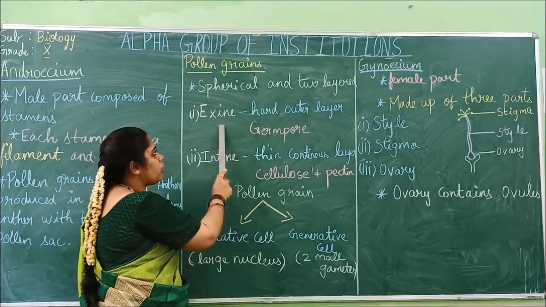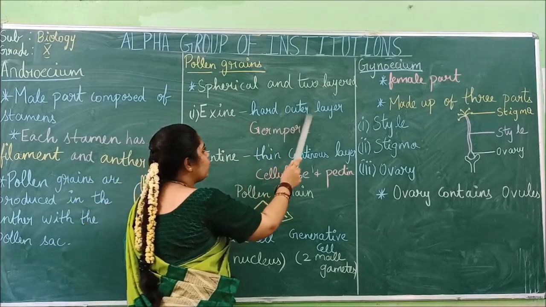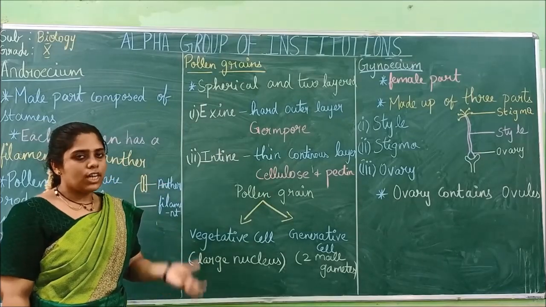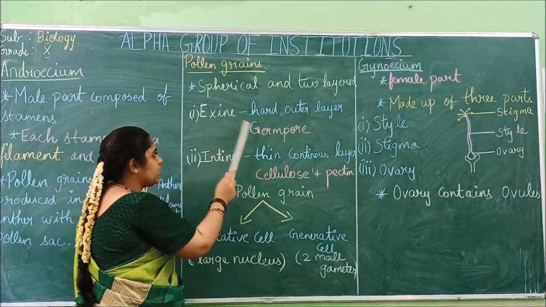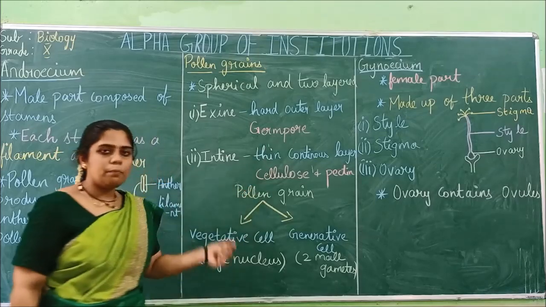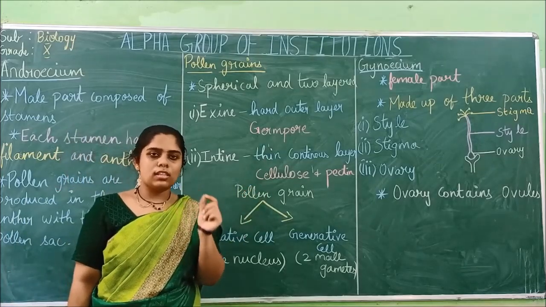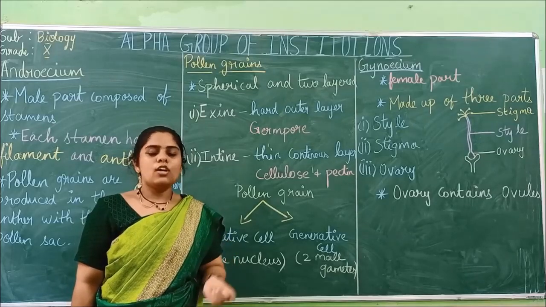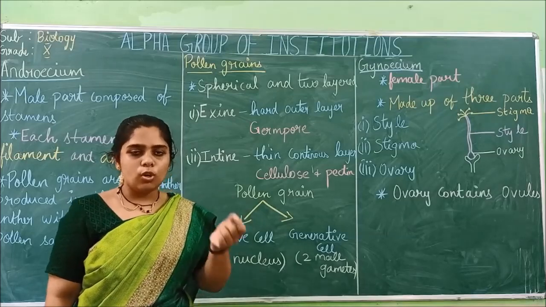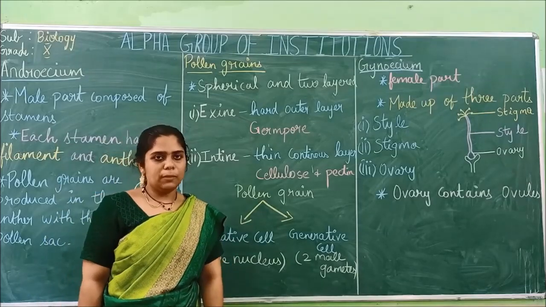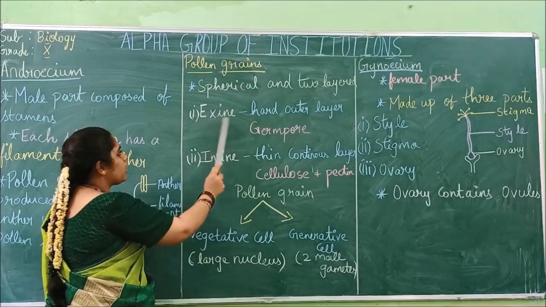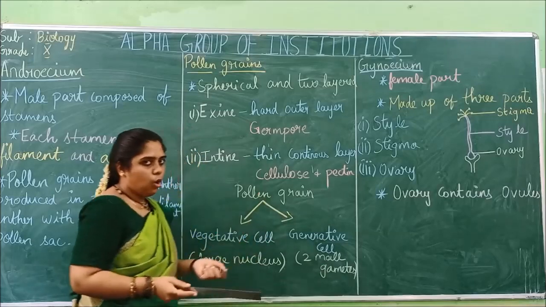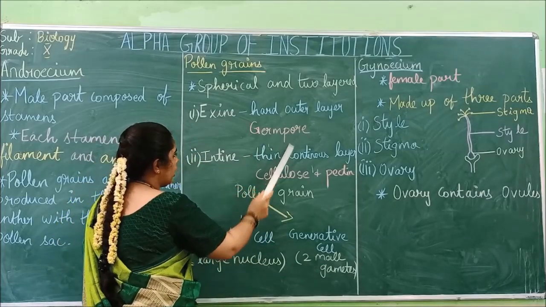How will the exine be? It is a hard outer layer. That is what is called exine. It will have germ pores. Germ pores are small pores, small holes, on the hard outer layer. So what we saw in exine: a hard outer layer with pores or holes, and those are called germ pores.